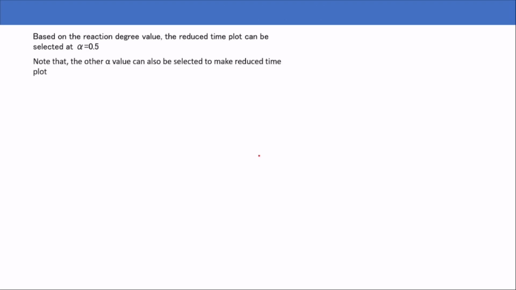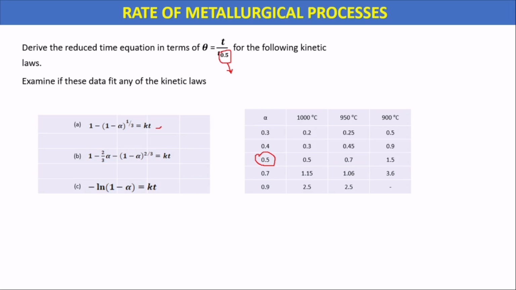So let's look at the first one. As alpha was 0.5, note that other alpha values can also be selected. It's not only 0.5 that can be selected. Any of the alpha values here can be selected. When you learn how to do this using 0.5, then you can use any alpha value for your calculation.